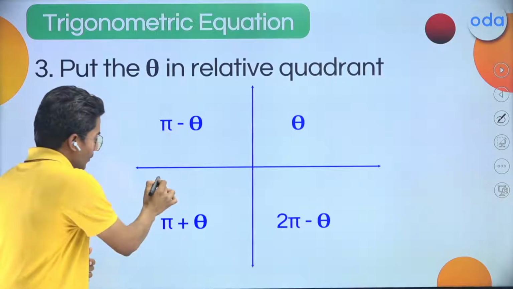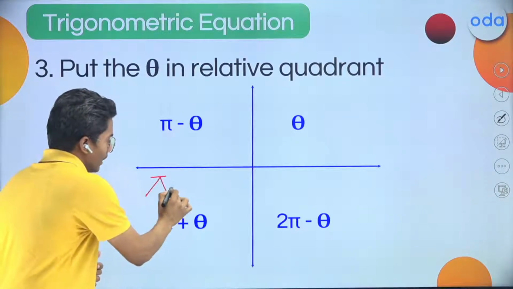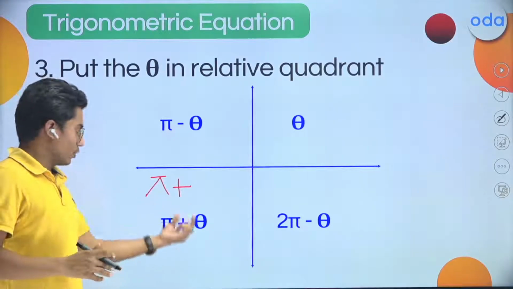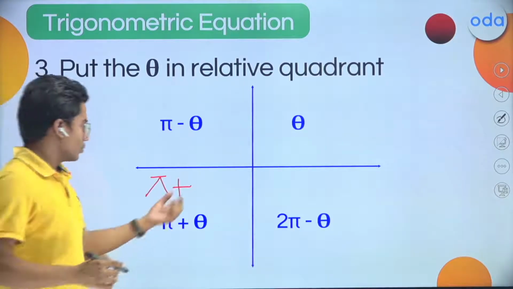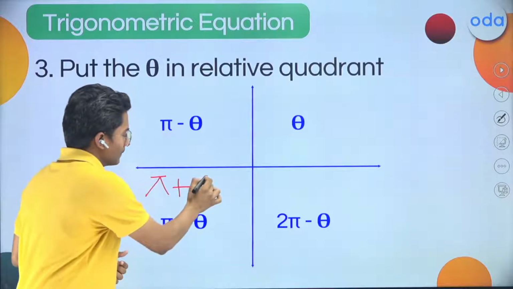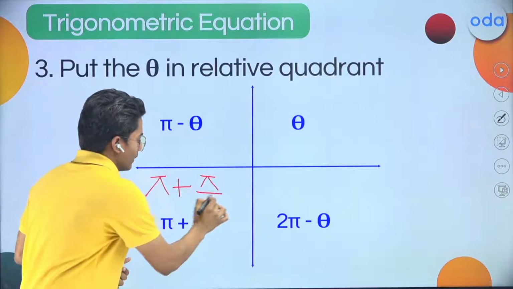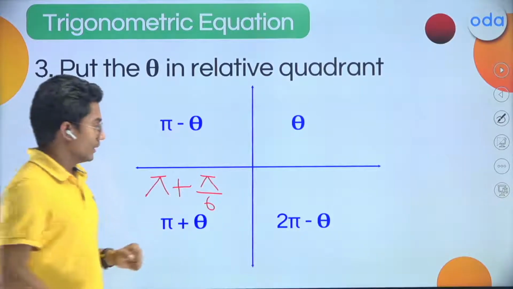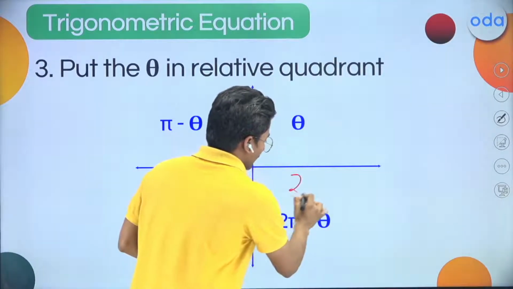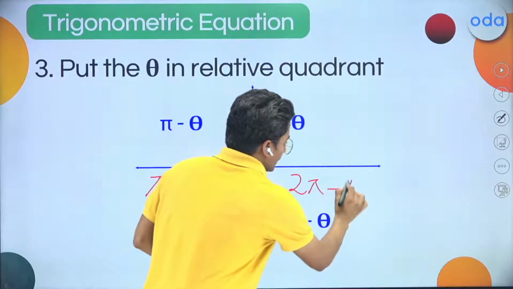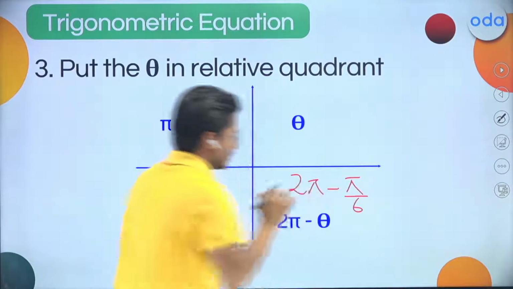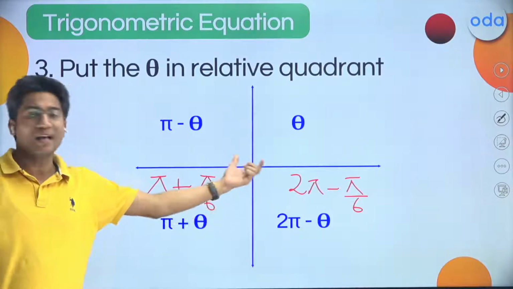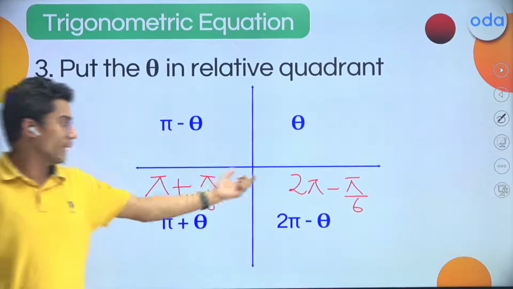So what can I say? I will be writing pi, and the value of theta, theta means x that I found. Whether you write theta or x, both are one and the same thing. So here I will be writing pi plus pi by 6, the value of x that I found. Then the next value, 2 pi minus pi by 6. So first is pi plus pi by 6, second is 2 pi minus pi by 6.